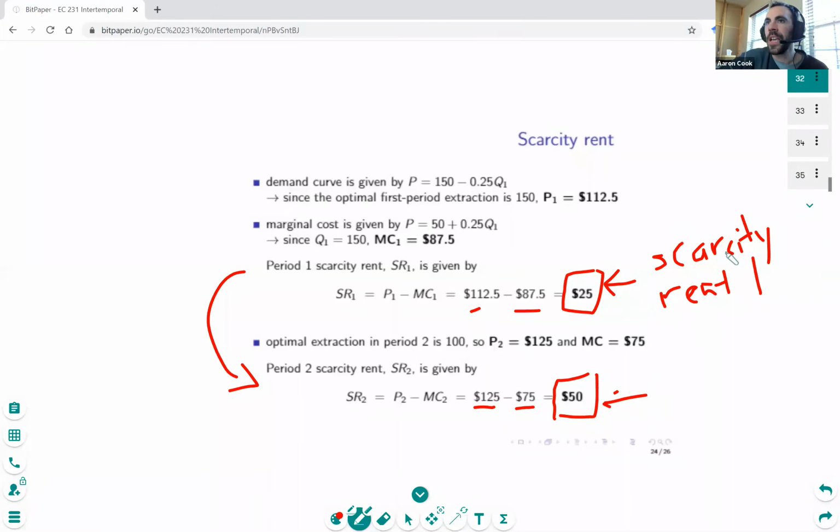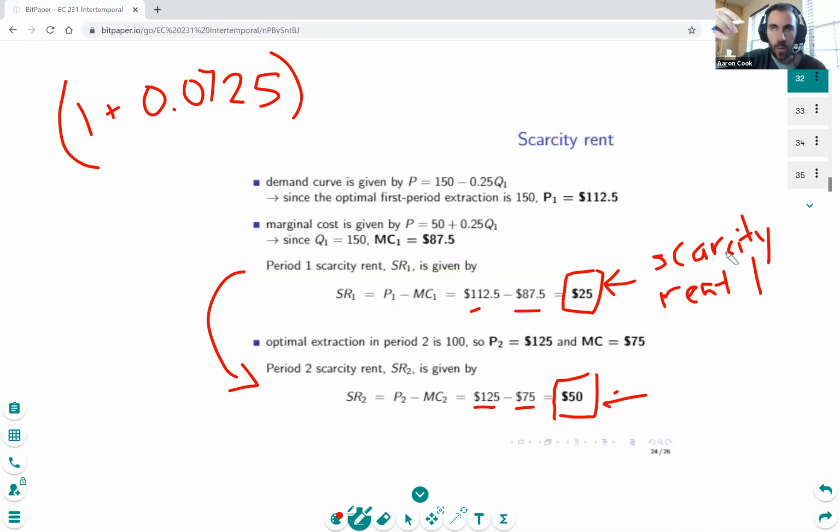And if you've been keeping score at home, we had a 7.25% interest rate, which was an annual interest rate, which compounded annually. And if you remember, our second period we were saying was 10 years after our first period. So this was our annual interest rate, which got compounded over 10 years. And that was roughly equal to 2.